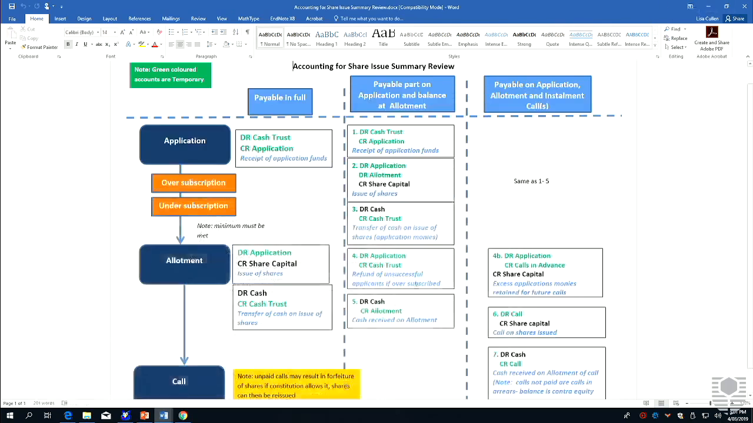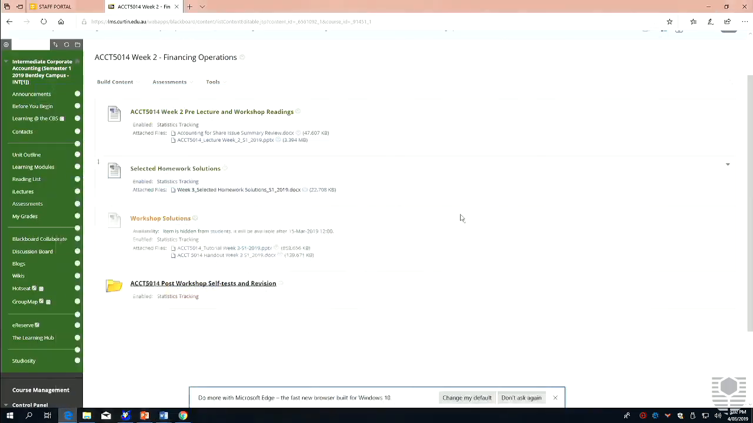The other thing I've put up on Blackboard is a little summary for you about issuing shares, whether they are paid in full, whether there's money on application, allotment, or whether there are further calls. Those are your summary journal entries. The accounts listed in green are the temporary accounts. If it's a temporary account, at some point it needs to be brought back to zero, either fairly early on or not too long after. The only ones that stay a little bit longer are the calls in advance.